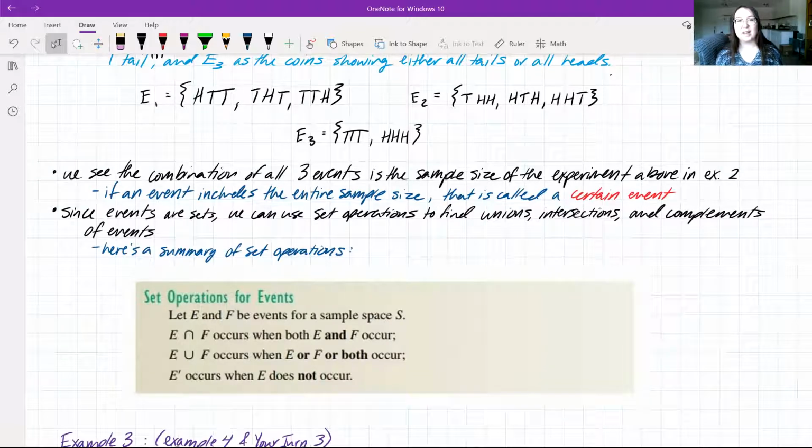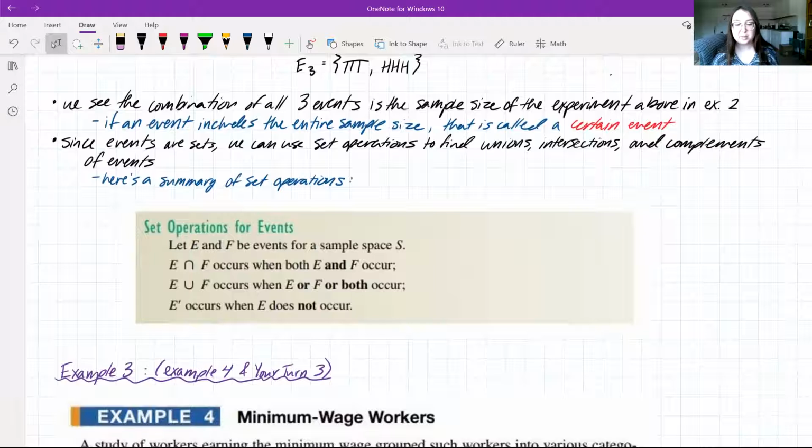So when we think about that, that's what we're talking about when we think of a certain event. We know for certain it will happen. So now here's a summary of all the set operations that we've learned from our previous sections. Let E and F be events for a sample space S. Then E intersect F occurs when both E and F occur. E union F occurs when E or F or both occur. And E complement occurs when E does not occur.